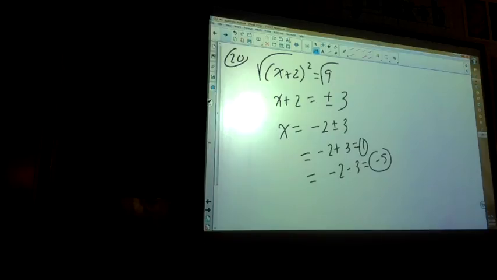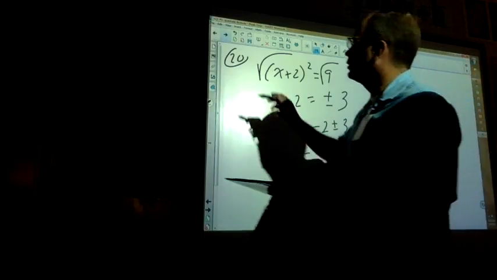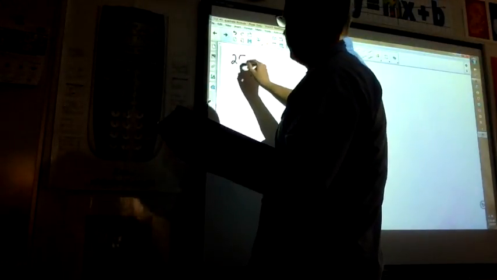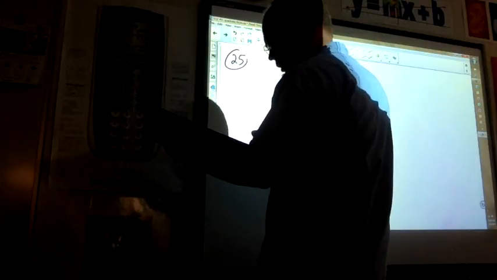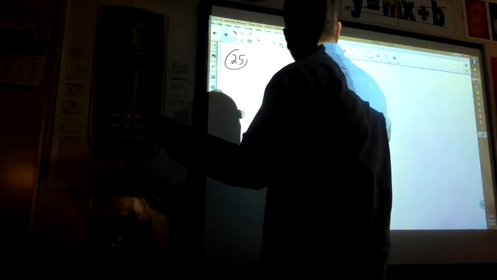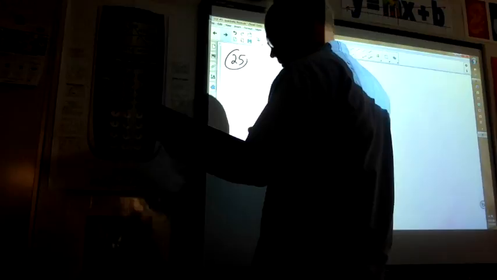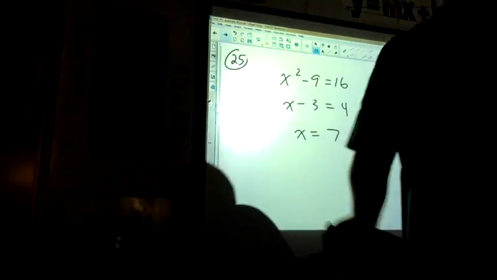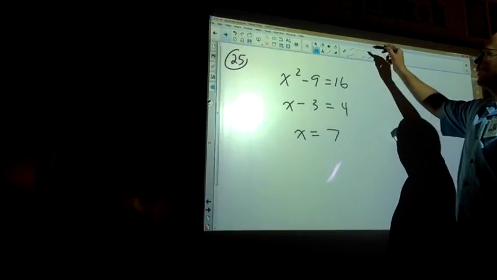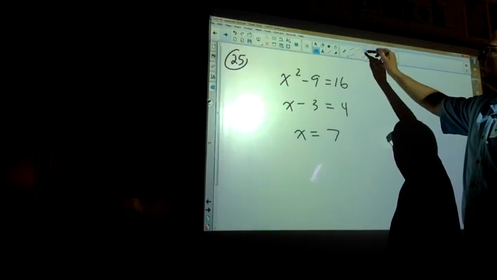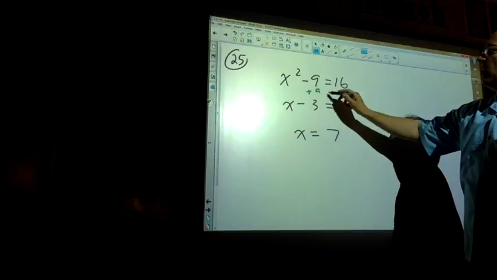What else? Can you do 25? Yeah. Describe and correct the error, okay? Using square roots. So 25, we're trying to find the error. So they said to do this, and this. Okay, so that's supposedly the student's work. So we have to find the error. Well, the first thing you should probably look at here is, I should have added 9.